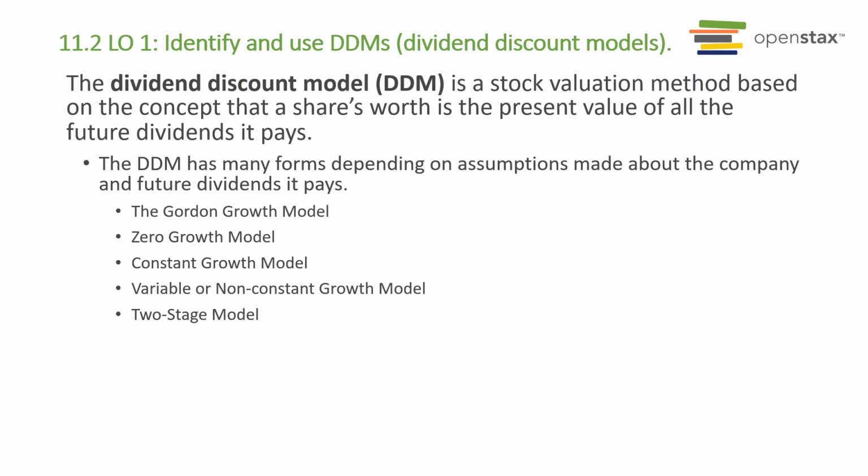The dividend discount model, or DDM, is a stock valuation method based on the concept that a share's worth is the present value of all the future dividends it pays. Note, it assumes that a company pays dividends. There are many forms depending on assumptions made about the company and the future dividends it pays. These include the Gordon growth model, zero growth model, constant growth model, variable or non-constant growth model, two-stage model.